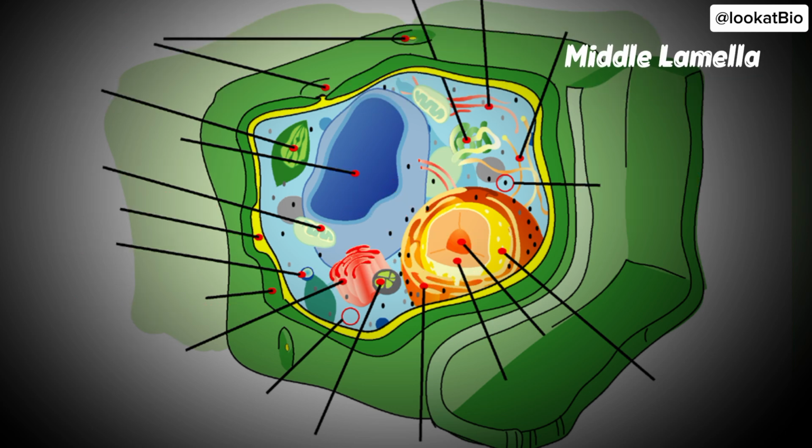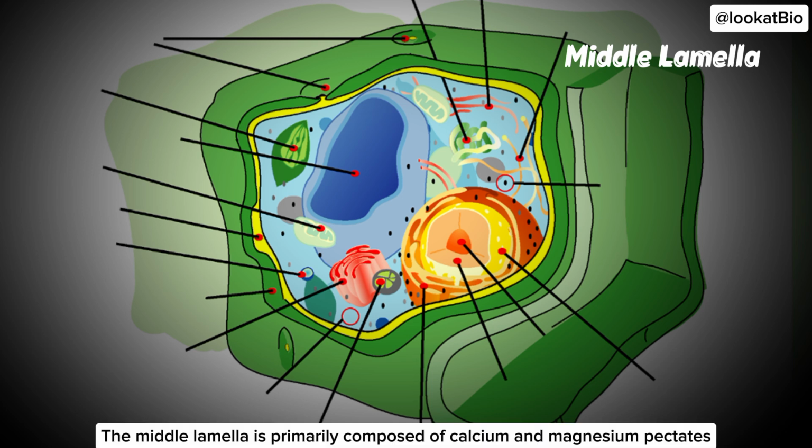In addition to the different layers of the cell wall, the primary cell wall of adjacent cells is covered by a special layer called middle lamella, which is composed of calcium and magnesium pectate.